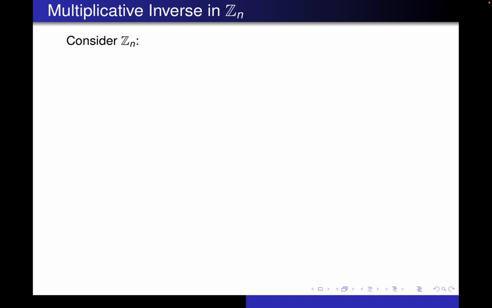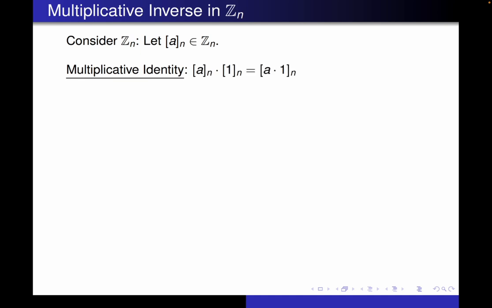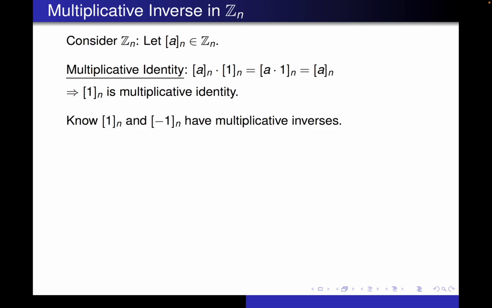All right. So let's see how this behaves in Zn, see if it behaves any differently. So let's take a congruence class, the congruence class containing A. For our multiplicative identity, we know that bracket A times bracket 1 is equal to the congruence class containing A times 1. I know what A times 1 is, that's just A. So bracket 1 is the multiplicative identity. It leaves everybody alone. So that is the congruence class containing the multiplicative identity in the integers, containing 1.